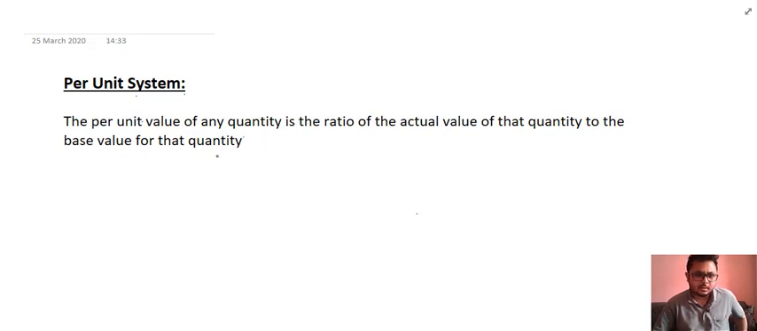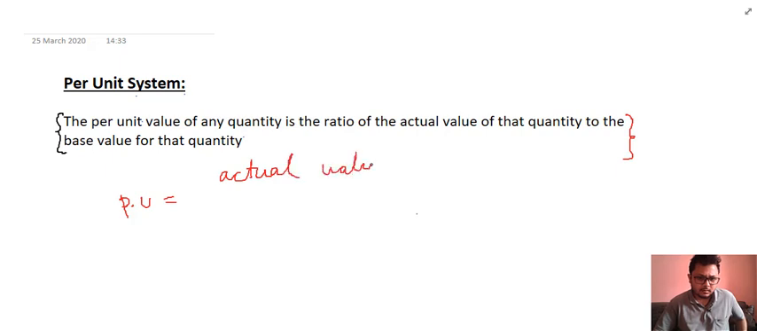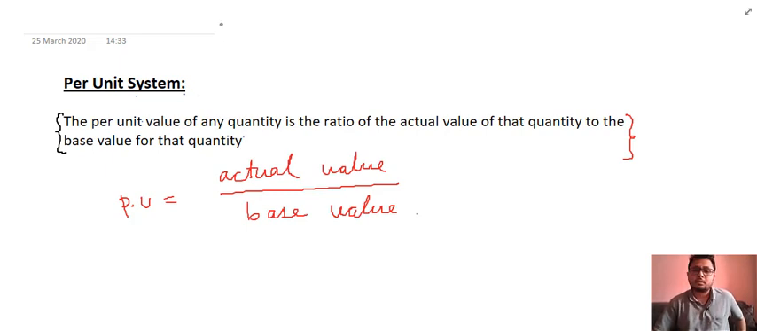In the per unit system, what is the definition? First let us see the definition. The per unit system, in simple terms known as PU, is the ratio of actual value by base value. Ratio of actual value by base value. This is a simple definition of the PU system.